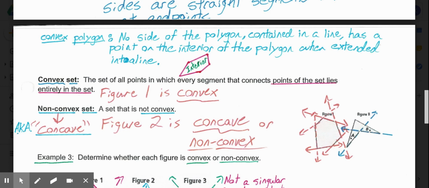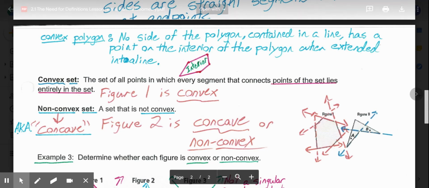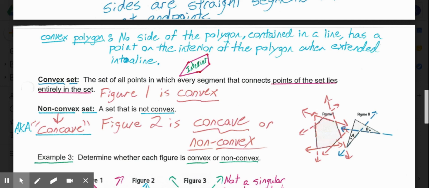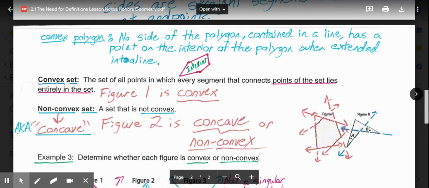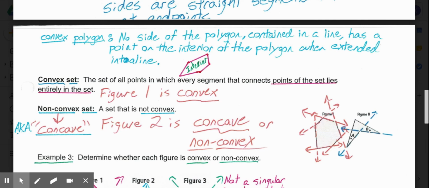Or if we look at the idea of a convex polygon, because this figure is a polygon, if we extend all the sides and not a single side cuts through what we would call the interior of the polygon, then it is convex. So the easiest way to think of convex is, if we extend all the sides into lines, do any of them go through the interior? If the answer is no, then it is a convex set or a convex figure.